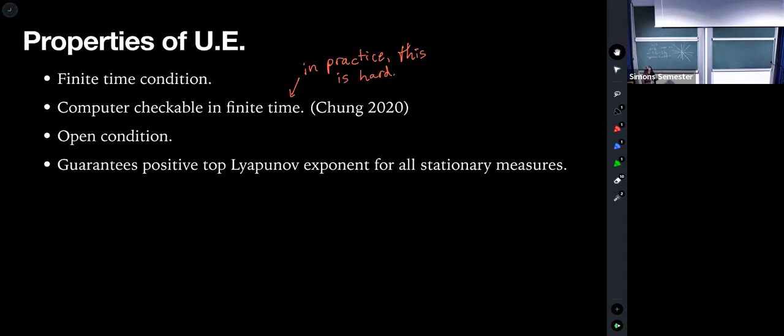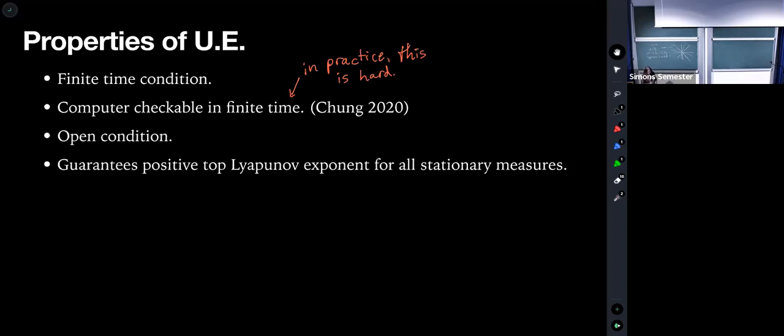Finite time condition. It guarantees positive top Lyapunov exponent. Actually, it gives you a uniform lower bound on the top Lyapunov exponent for every stationary measure. So it's quite a strong condition. It's open, which means that in some sense for measures with close support, you will also have uniform expansion. So this lets you do really interesting things like if you construct a measure that's uniformly expanding, but has some properties you don't want, you can try to approximate it with measures that have properties you do want, and usually it'll work. So you can usually get uniform expansion in a pretty broad category of places.